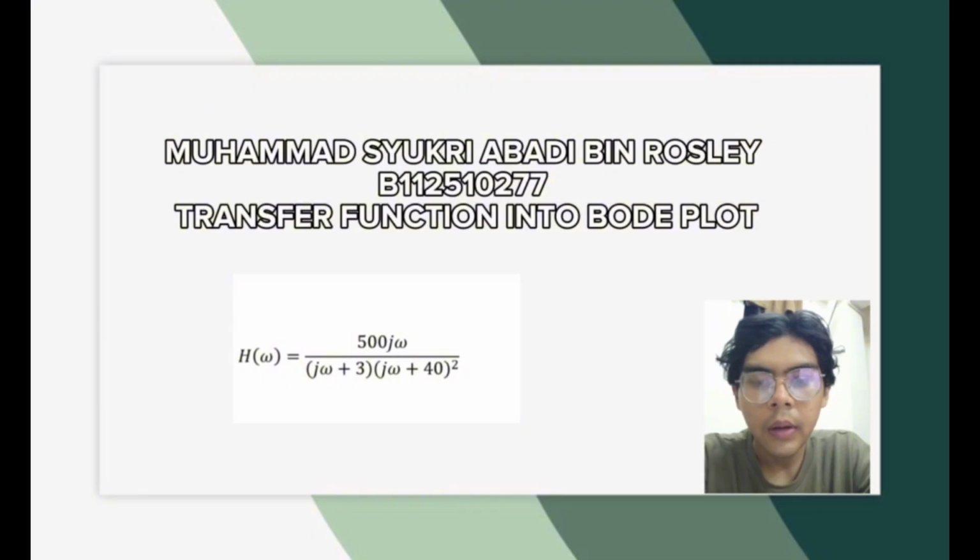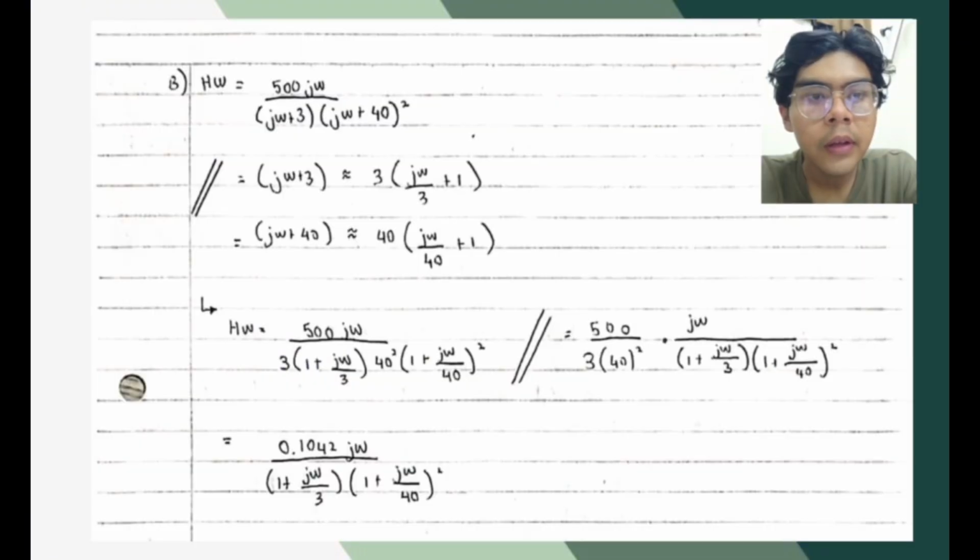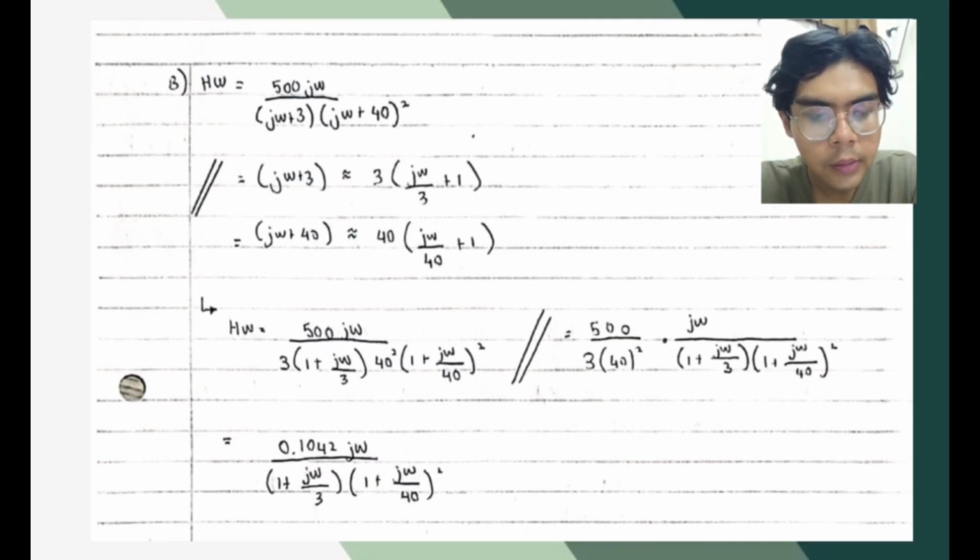B1125102777. Today I'm going to explain how to convert a transfer function given into a Bode plot. So the transfer function given is H(jw) equals 500 jw divided by (jw plus 3) multiplied by (jw plus 40) to the power of 2. For the first step, we need to rewrite the transfer function given into a standard Bode plot form so that the corner frequencies can be identified easily.